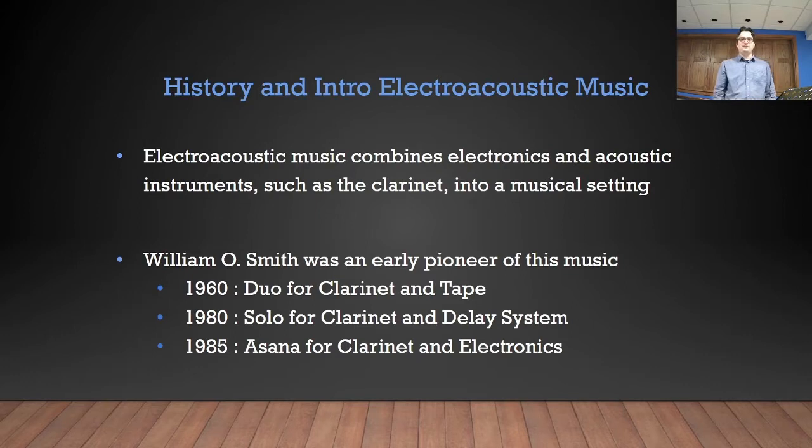So what is electroacoustic music? Electroacoustic music combines electronics and acoustic instruments, such as a clarinet, into a musical setting. One of the early pioneers of this style of music was William O. Smith, and he wrote several important pieces for the repertoire. In 1960, he wrote Duo for Clarinet and Tape, which was a fixed media piece, which we'll talk about in just a second. And then in 1980, he wrote a solo for clarinet and delay system. In 1985, he wrote Asana for clarinet electronics, which incorporated live processing.